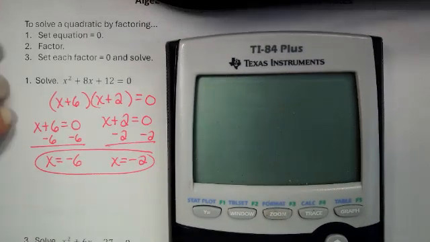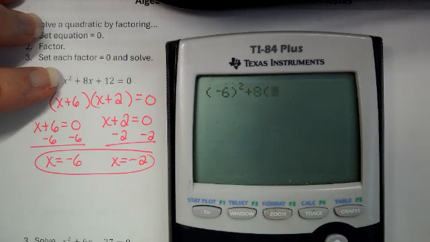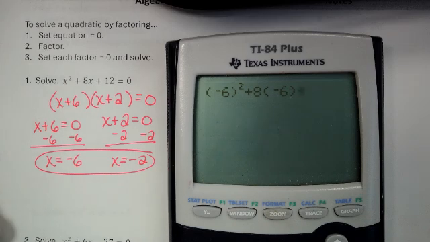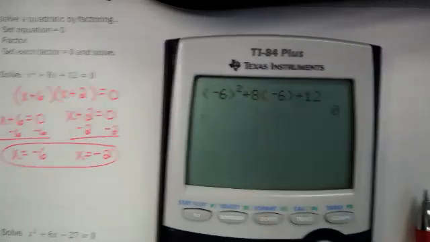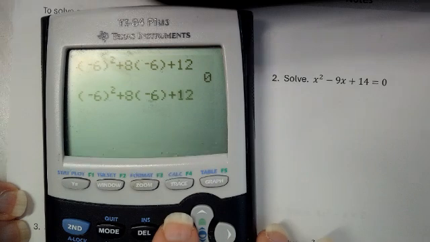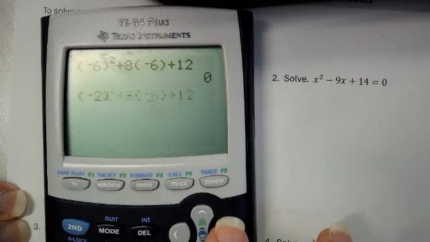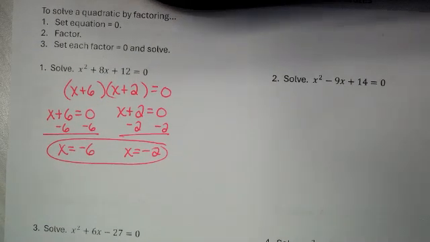So we're going to take negative 6 squared, see how I put it in parentheses, plus 8 times negative 6 plus 12. It equals 0. And we can do the same thing with negative 2. So I'm just going to come up here and change all those negative 6's into negative 2's. And when I hit enter, I should also get 0. So I know those are solutions to this equation.